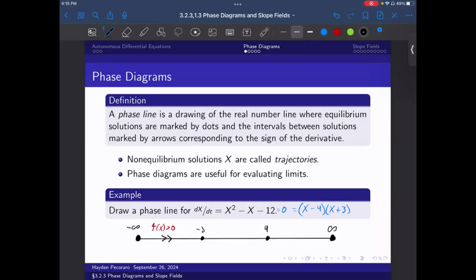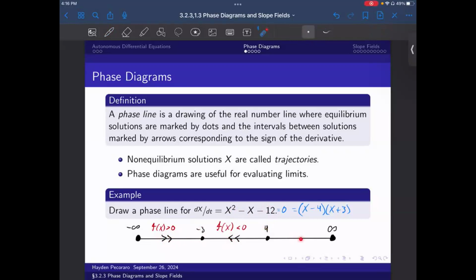Okay. So then what about the middle interval here? Well, same thing. I could plug in 0, and clearly there I'll get -12, which is less than 0. So I have f of x less than 0. And now I want to draw my arrows to the left. So this is telling me, all right, near this equilibrium solution, the trajectories of non-equilibrium solutions nearby are trying to get closer to -3 on either side.